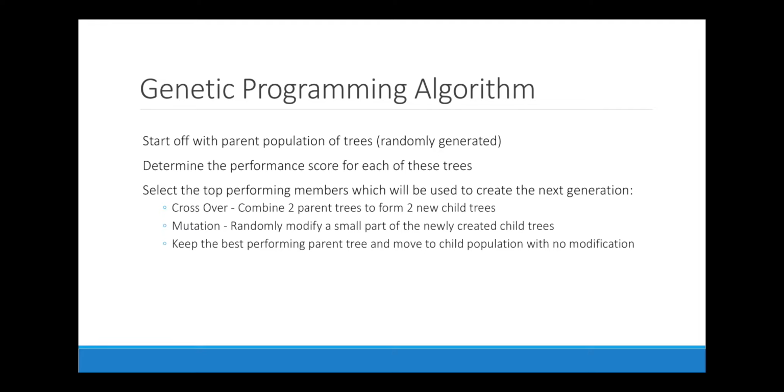So in the genetic programming algorithm, we start off with a parent population of trees that are randomly generated. Then the performance score, or fitness function in genetic algorithm terminology, for each of these trees is determined. The top performing trees are then selected to reproduce and create new trees, simulating natural selection. Reproduction is done by a crossover, which is combining two parent trees in some way to create children trees. And then, to simulate genetic mutation, a small part of each child tree is modified. In our project, we also kept the best performing parent tree without change to preserve it.